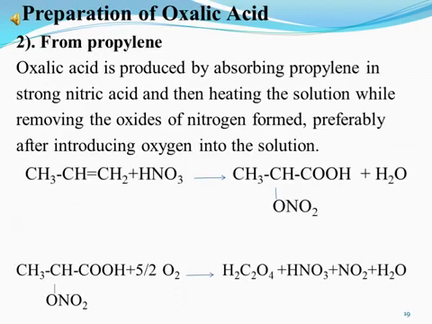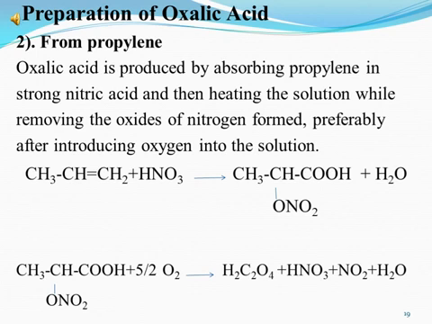Preparation of oxalic acid from propylene. Oxalic acid is produced by absorbing propylene in strong nitric acid and then heating the solution while removing the oxides of nitrogen formed, preferably after introducing oxygen into the solution.